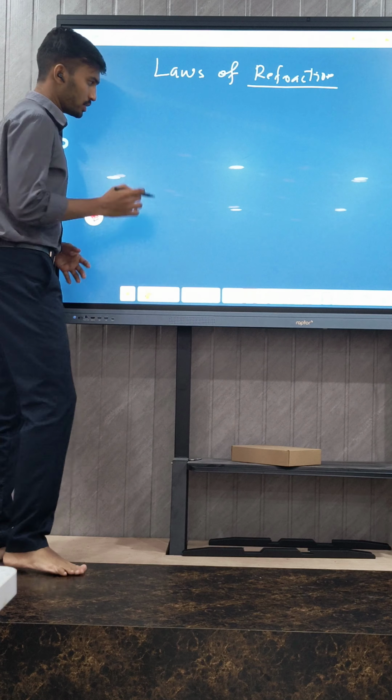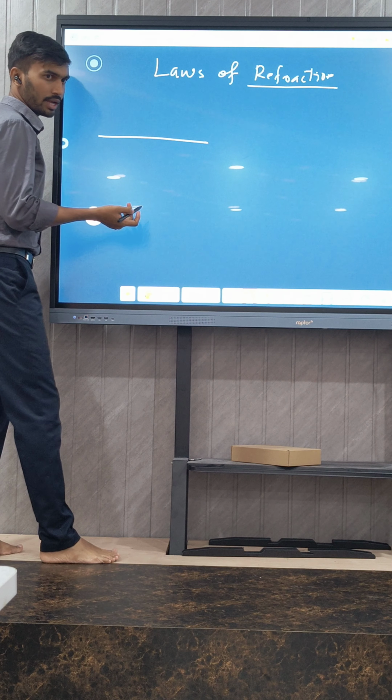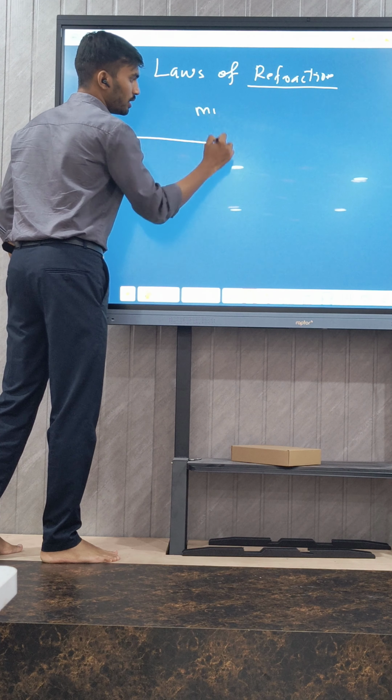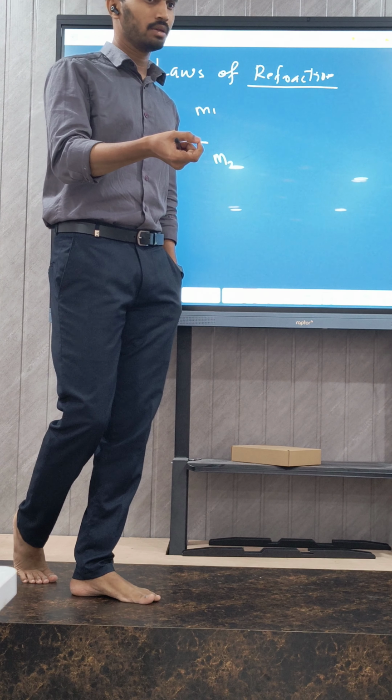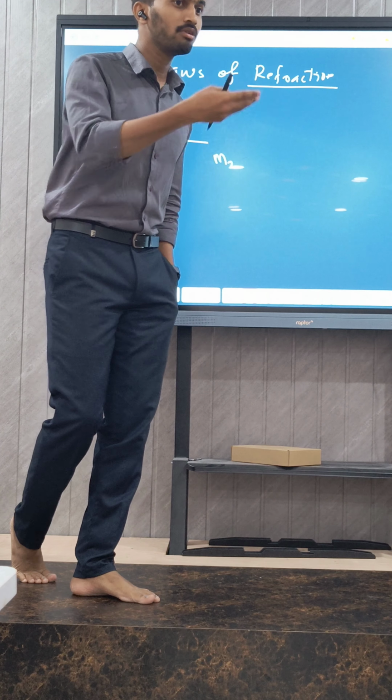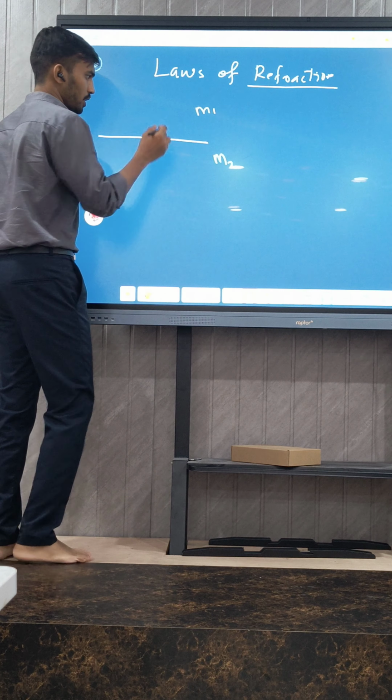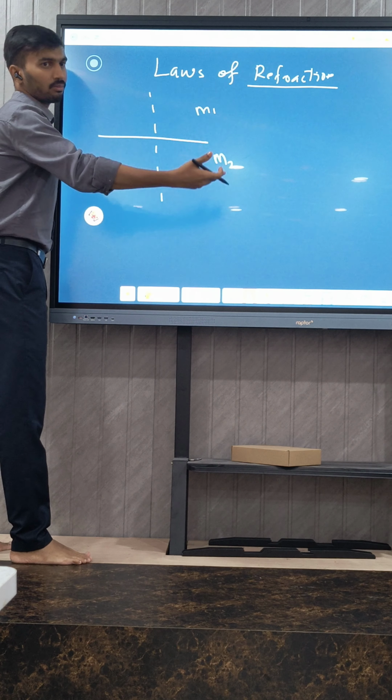So what is refraction? We have two mediums, medium 1 and medium 2. Both have a difference in their optical densities. Both are not the same medium. They have a difference in their densities, optical densities. So this one is called the normal.